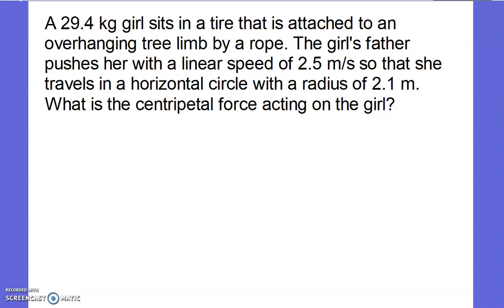In this centripetal force problem, we have a 29.4 kilogram girl who sits in a tire that is attached to an overhanging tree limb by a rope. The girl's father pushes her with a linear speed of 2.5 meters per second, so that she travels in a horizontal circle with a radius of 2.1 meters. What is the centripetal force acting on the girl?